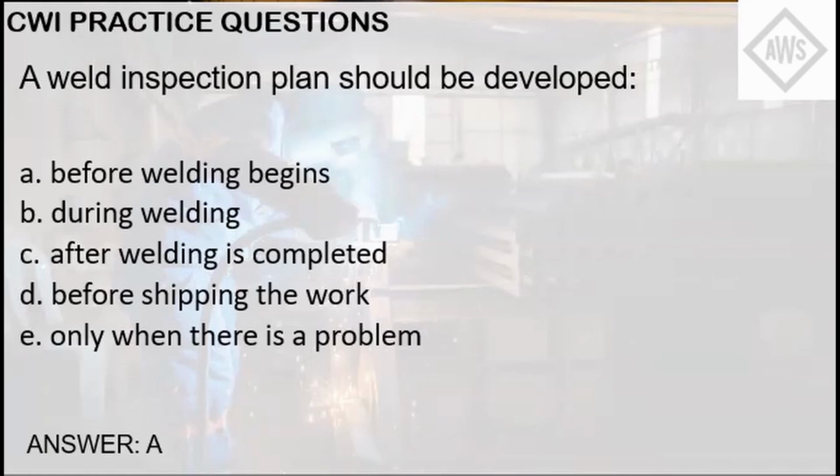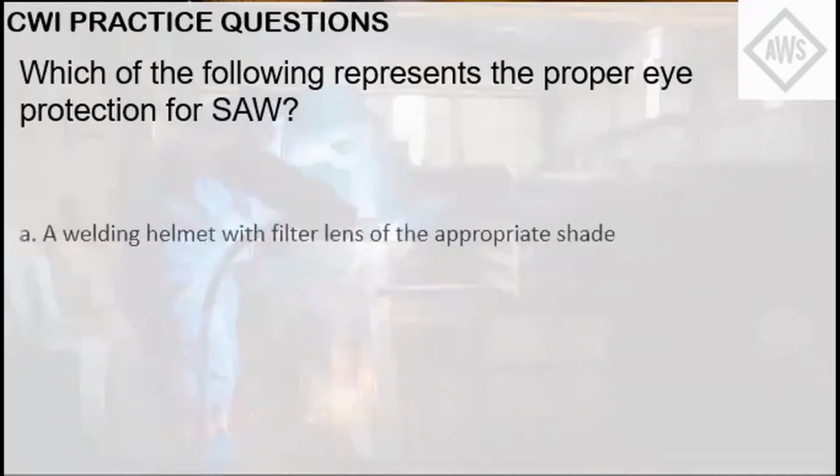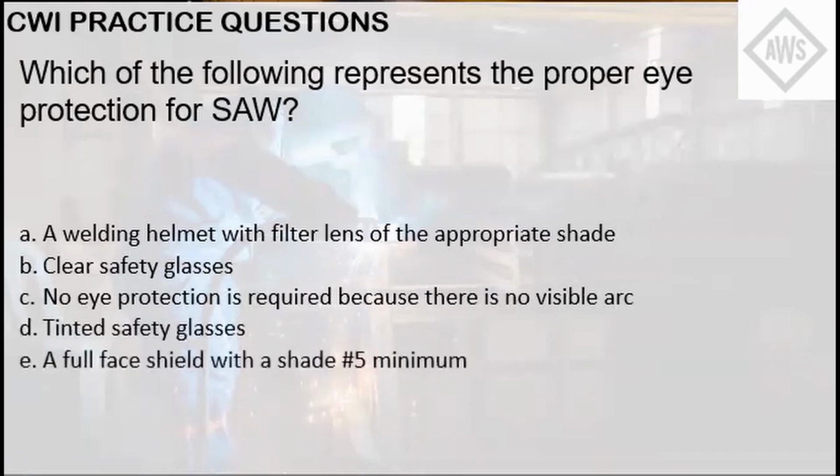Which of the following represents the proper eye protection for SAW? Letter A. Welding helmet with filter lens of the appropriate shade. B. Clear safety glasses. C. No eye protection is required because there is no visible arc. D. Tinted safety glasses. Or letter E. A full face shield with a shade number 5 minimum.